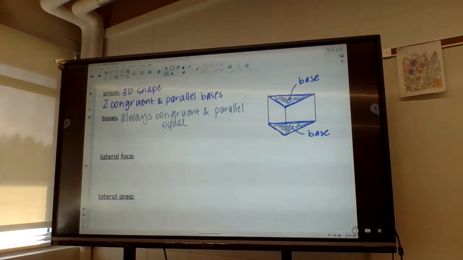Now my Kleenex box has multiple things you could call the base. You could say the base is like this, but typically we don't leave a Kleenex box like that. So with our Kleenex box, the bases would be the top and bottom, the rectangles. The lateral faces are around the outside, kind of like the walls, maybe if you're picturing this as a room, the sides of that. So basically all the faces that aren't bases.